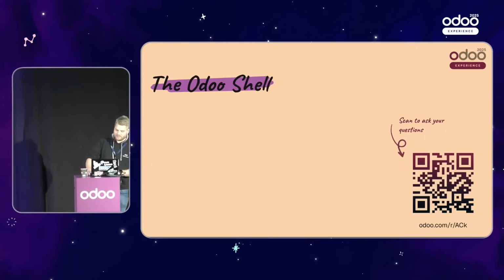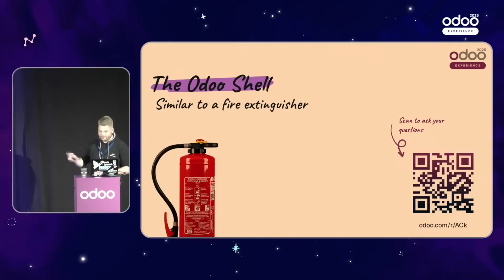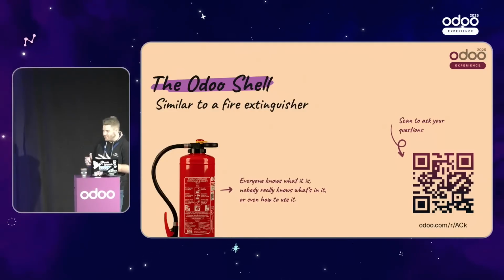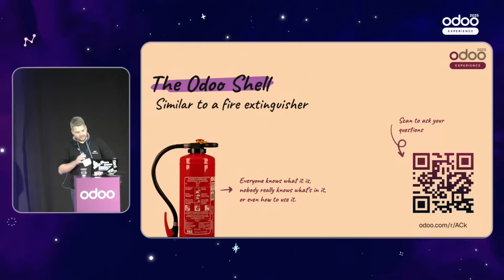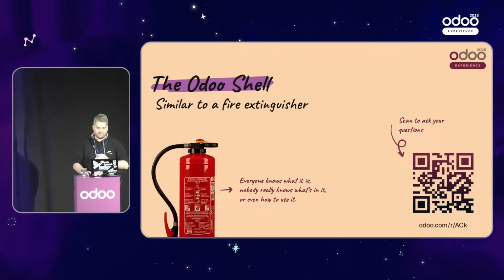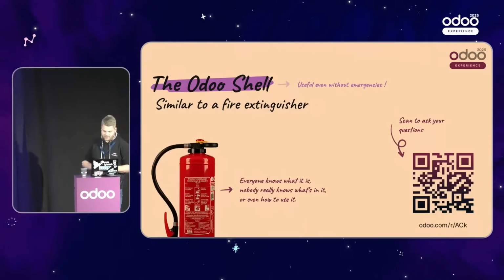Well, you see, the Odoo Shell is kinda like a fire extinguisher, that red thing over there. Because everyone knows what it is, nobody really knows what's in it, or even sometimes how to use it. Now there is a major difference with the Odoo Shell. While it's great for emergencies, of course, it's also great in the day-to-day life of a developer, and that's what I am hoping to demonstrate here with you today.